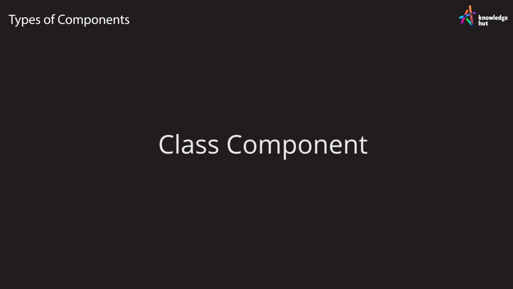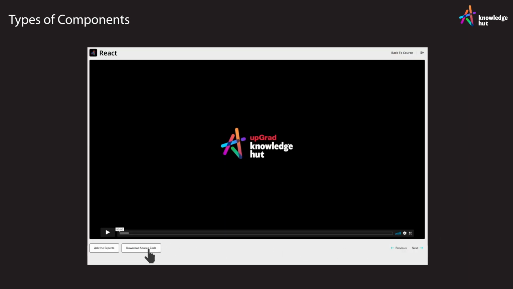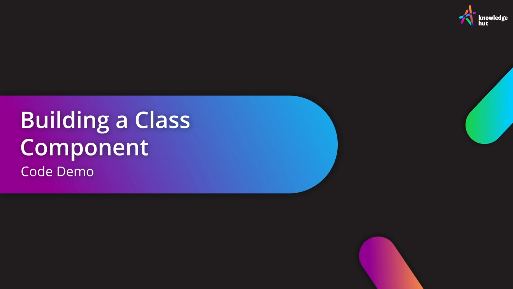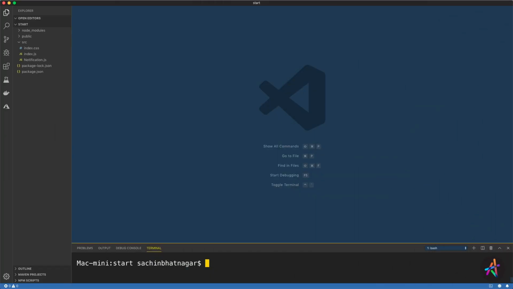Let's work through a project to understand what a class component is all about. Begin by downloading the class component project from the link given on the screen and extract it to a folder on your computer. We'll then go into the folder and run npm install to download and install all dependencies. Once done, I'll run npm start to kickstart our development server.